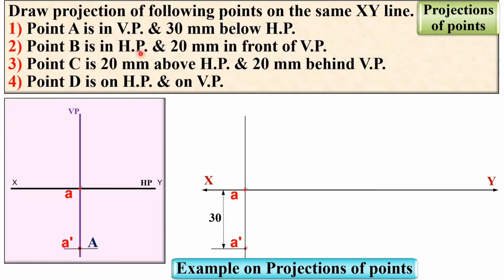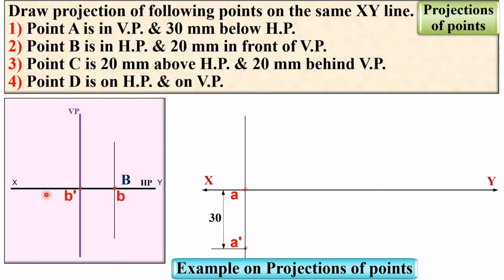Now next one, point B is in HP and 20 mm in front of VP. So now I am going to locate the point B, that is in HP. So it is on this horizontal line anywhere, and 20 mm in front of VP. This is VP, so 20 mm in front of VP means on the right side of this VP. So I can locate the point B. Now for the front view, it is always on VP, so here you can locate the B dash. And for the top view, it is on HP, so you can locate the B over here.